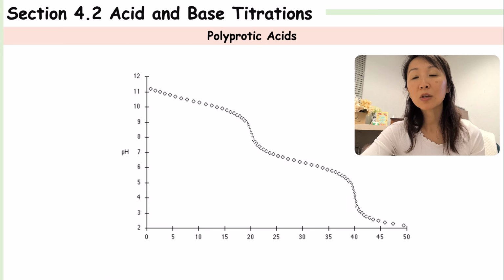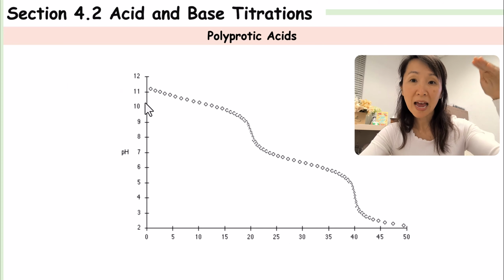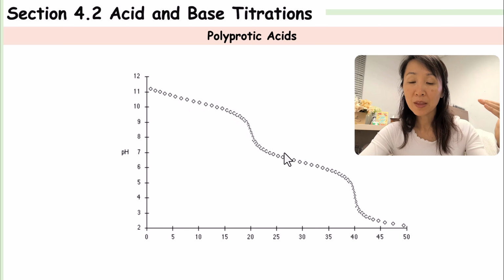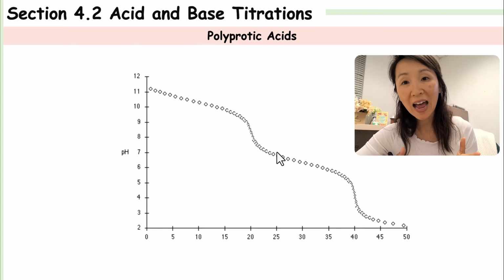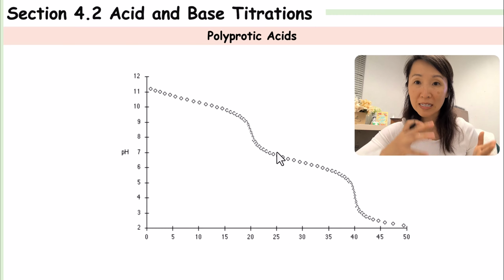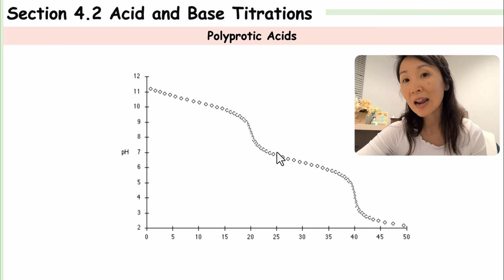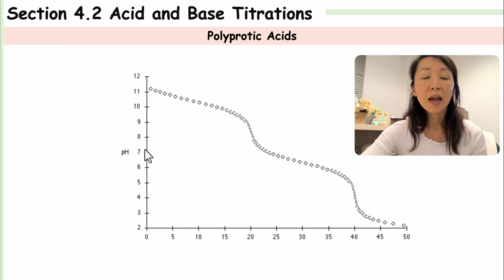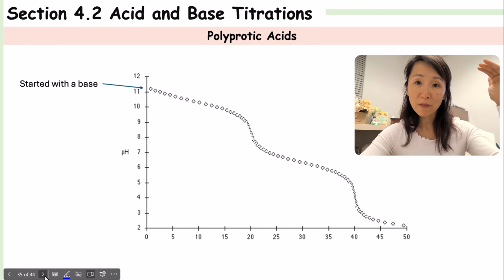Because in the very beginning you only have base, you can see how there is a pH that's quite high. Then as more and more acid is added in, it goes down. Now this is a polyprotic base, meaning that it has the ability to accept a hydrogen more than just one time. And it's the conjugate of the polyprotic acid that allows this to happen. Again, in the very beginning, you have started with the base, so you have a very high pH.